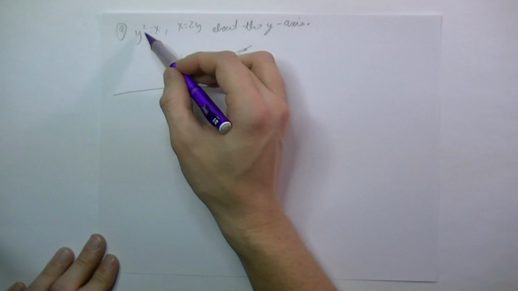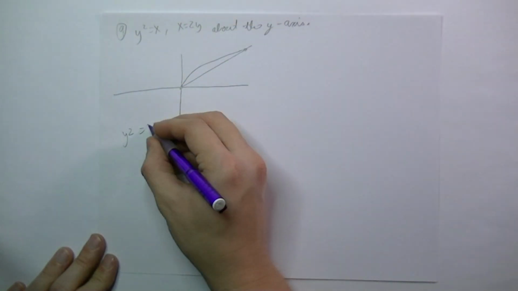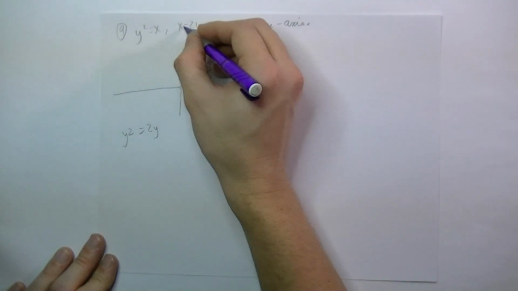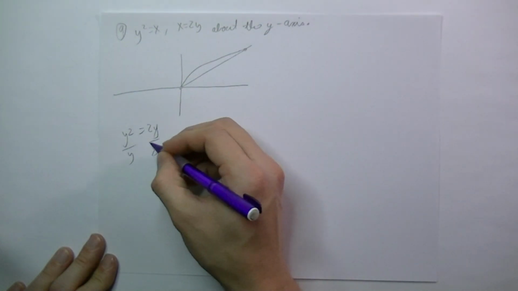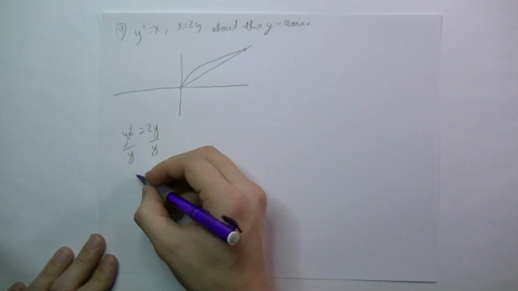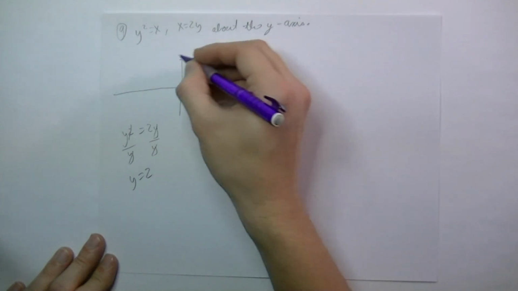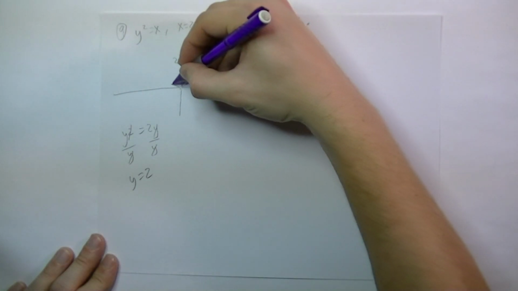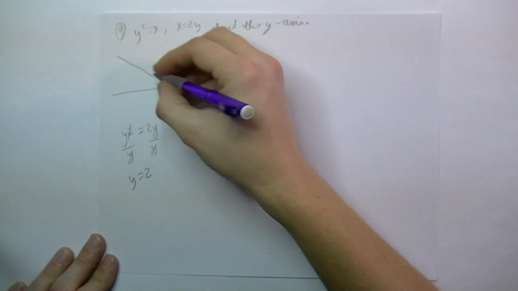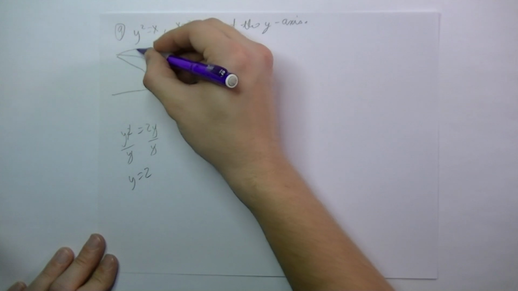I can find that point by setting these two equal to each other. y squared equals 2y because they both equal x. If I divide both sides by y, the y's cancel, and this y cancels the square. I get y equals 2. So the y value here is 2. And I'm revolving about the y-axis. Something like that.